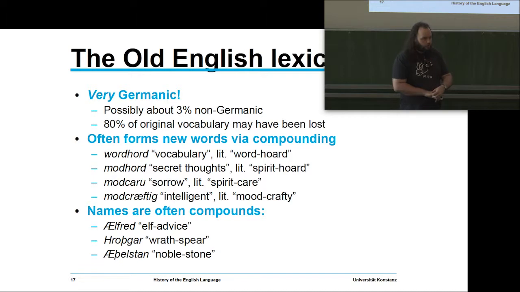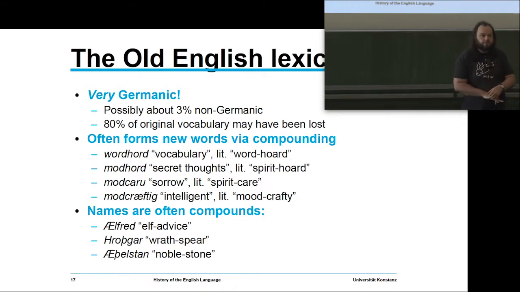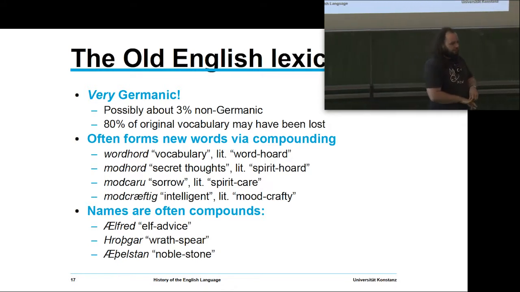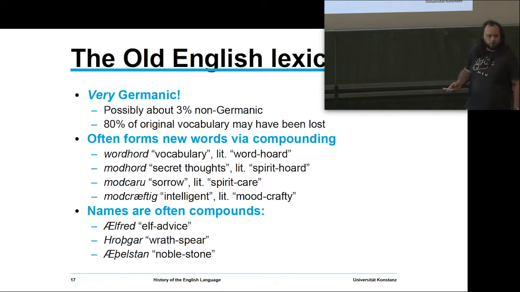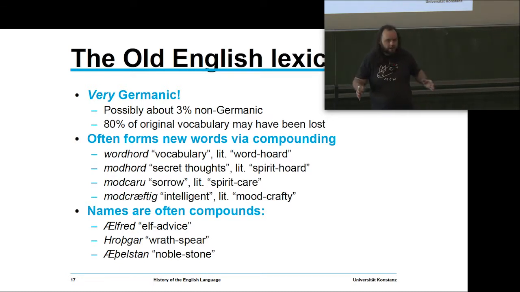Now, Old English does something that German and Dutch and Scandinavian languages also do, which is to form new words via a process of compounding. It does this very productively and all over the place. So here's one of my favorite Old English words, woordhoard. Word hoard. This is a collection of words, a whole load of words, a hoard of words. In other words, a vocabulary.